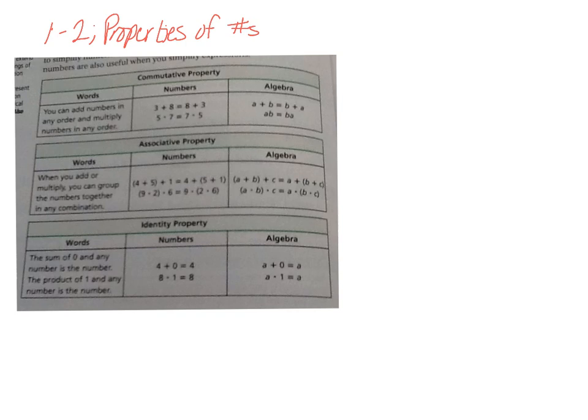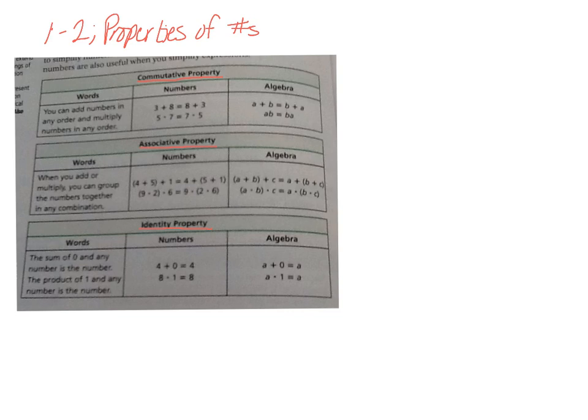Okay, this is 1-2, and this is called Properties of Numbers. You'll see a picture right below that has the commutative property, the associative property, and the identity property. Those are the three main properties we're going to talk about for a little bit, and they each mean something.